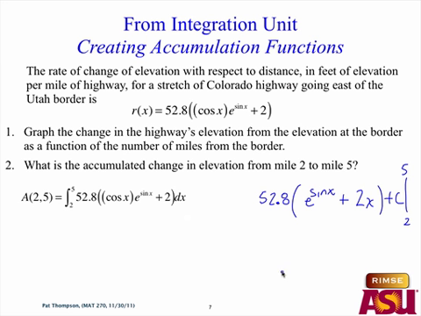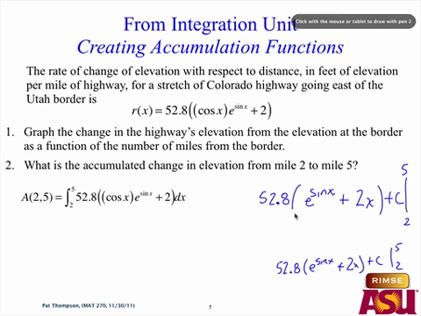Actually, let me write that down here. So at this point, we can find a change in elevation, but we can't find the original. We can find the change in elevation from 2 to 5 miles. We can't find the original position function because we're not given the c. All right, so that leads me to my next question. No, that's good. It's a great question. Excellent.